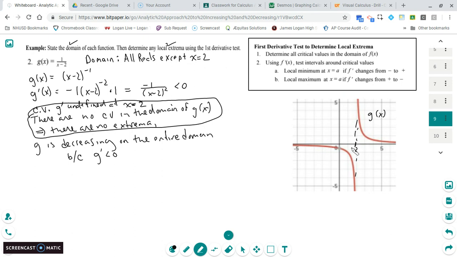So, there's no extrema. Even this, it looks like a little bump. That's not a high point because remember, it's decreasing everywhere. To be an extrema, you have to rise then fall, or fall and rise. And we don't have that here. So there are no extrema for this function.